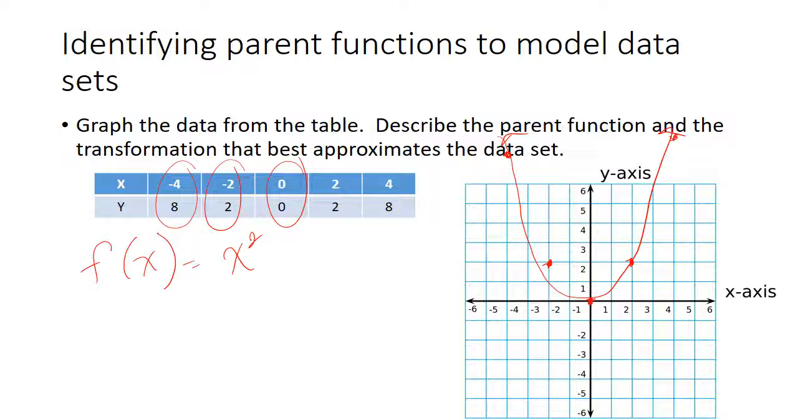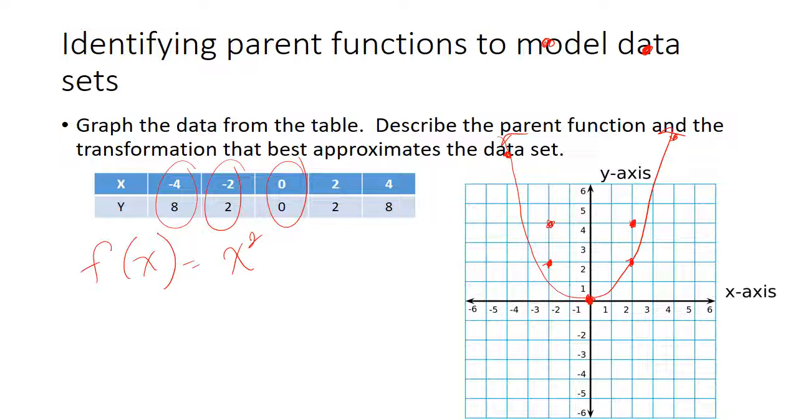So in the parent function, yes, it would go through right here, but if our x was 2, our y would be 4, so its point would be way up there. And if our x were 4, our y would be 16. Okay, so it's going to be like way up there. So you can see that the points, it looks like it's been a compression. We have a compression here, it's squeezing it.